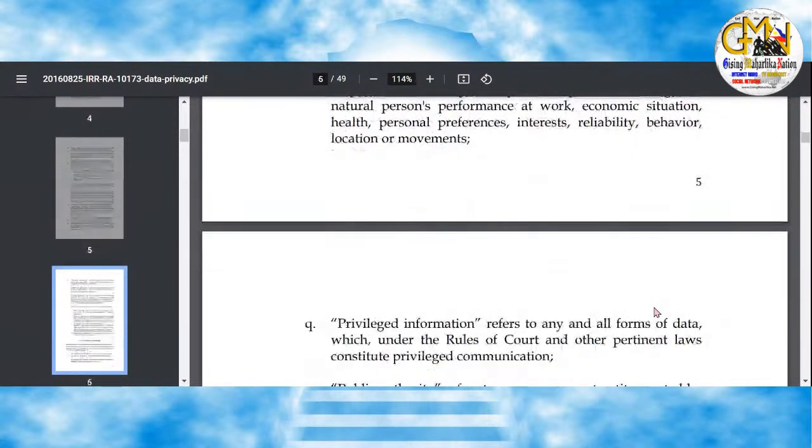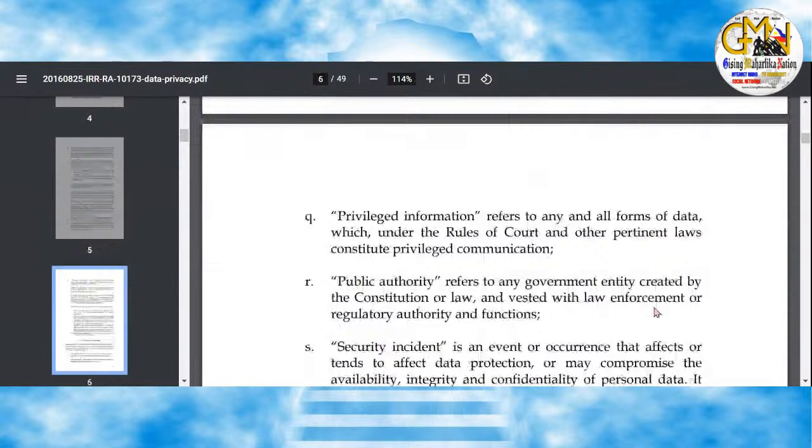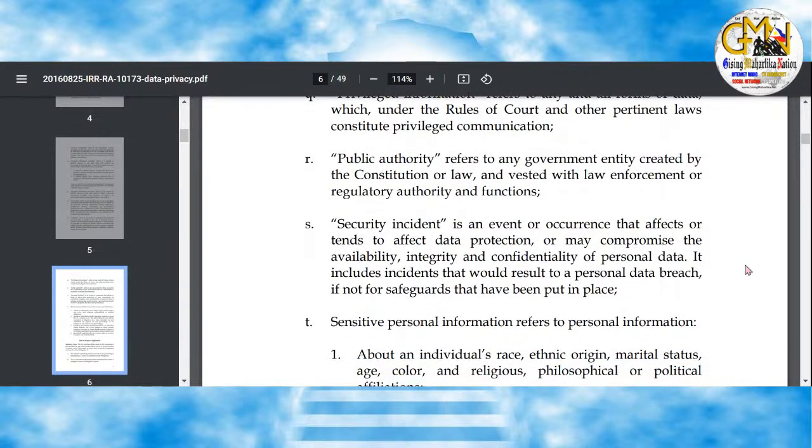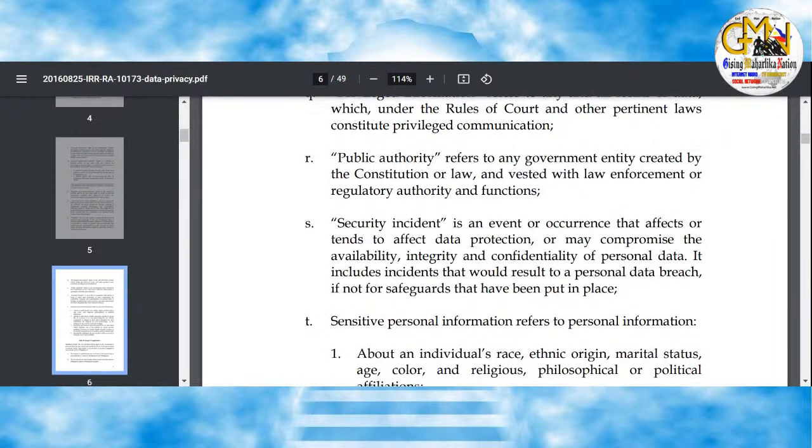Letter Q, privileged information refers to any and all forms of data which, under the rules of court and other pertinent laws, constitute privileged communication. Letter R, public authority refers to any government entity created by the Constitution or law and vested with law enforcement or regulatory authority and functions.